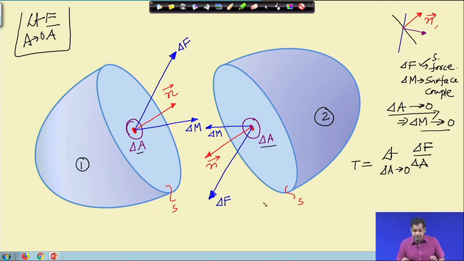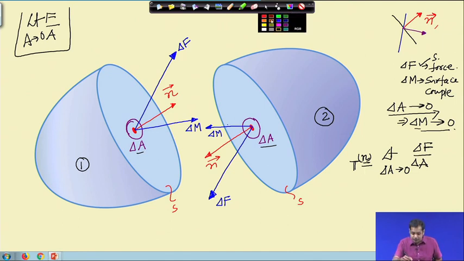Now, in this case, when delta A tends to 0, as delta m vanishes, the couple stress also vanishes. So in that case, the interaction between these two bodies is only through delta f. Now, if we define a stress-like quantity, say T, as delta f by delta A in the limit delta A tends to 0, then we use n here just to say that these forces and area are on a plane which is normal to n, which is defined by the normal vector n.